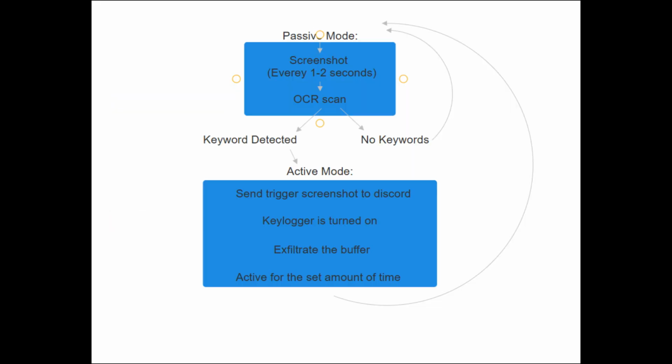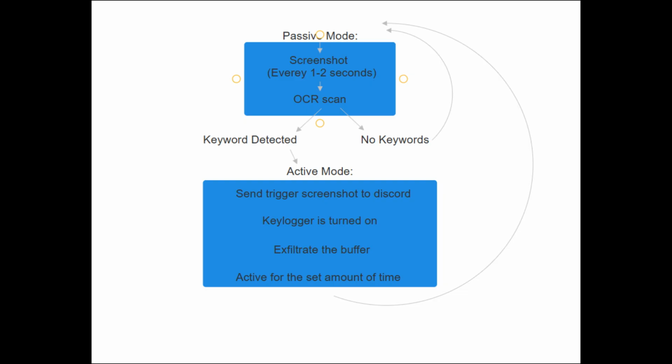Before I dive deep into Espio and talk about some of the techniques that I used to create it, I'd like to go over the dual mode architecture. Here we have passive mode, which is what Espio spends the majority of its time doing. It takes a screenshot every 1 to 2 seconds. OCR scans those screenshots. If no keyword is detected, it loops back and goes through passive mode again. If a keyword is detected, it goes into active mode.